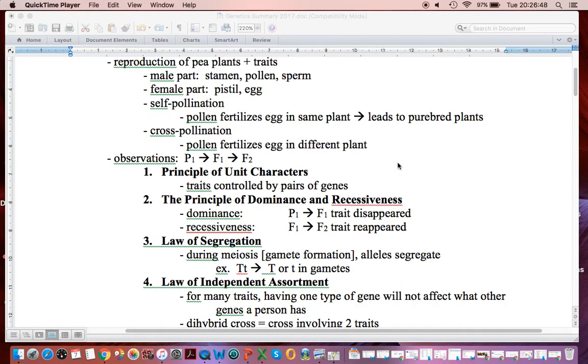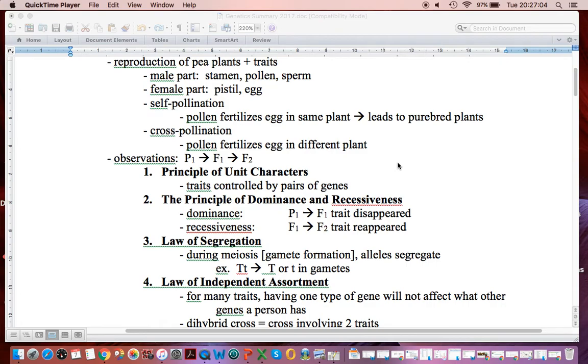Principle of unit characters. Well, this is before knowing about chromosomes and genes. But Mendel reasoned that they had to come in pairs, one from mother, one from father, and we now know that to be true, and we know those are coded for by genes.